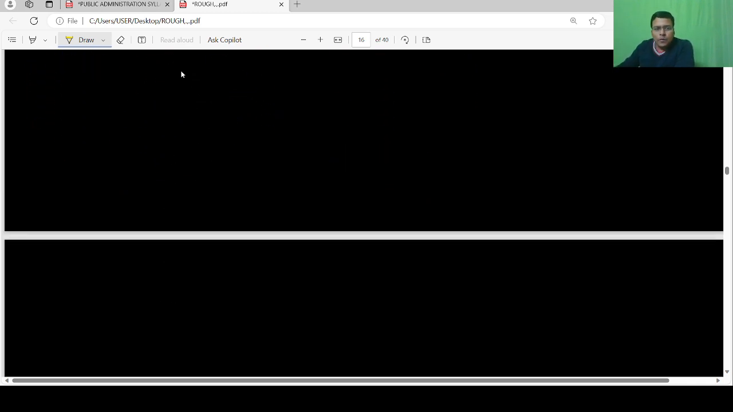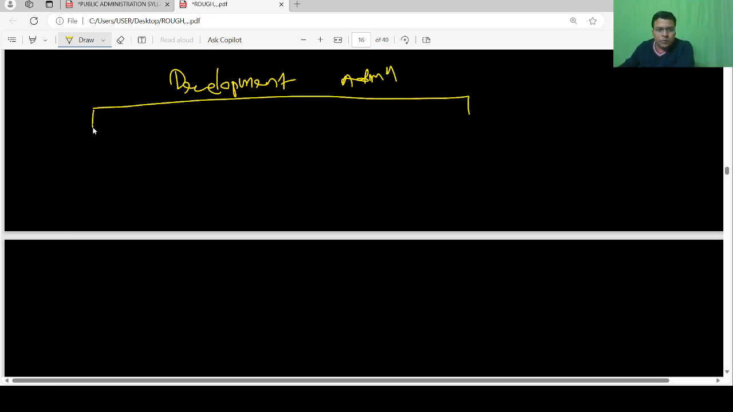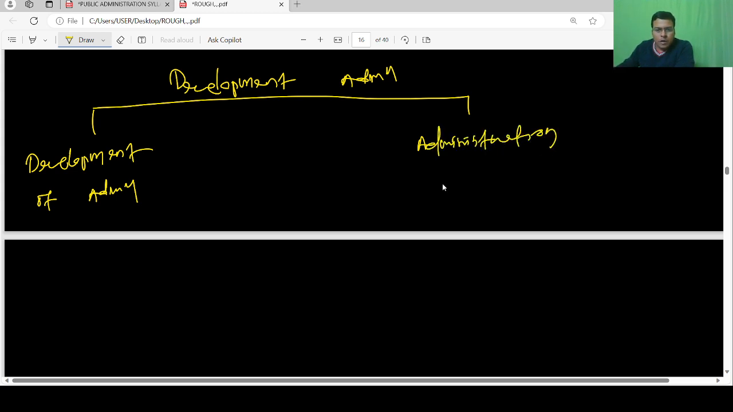And one thing, when we discuss development administration, it consists of two parts: development of administration, and administration of development.